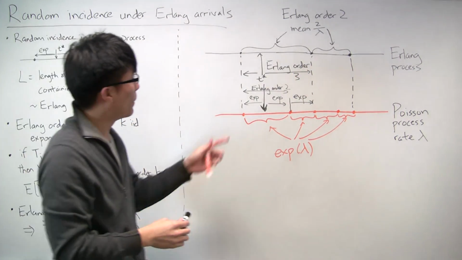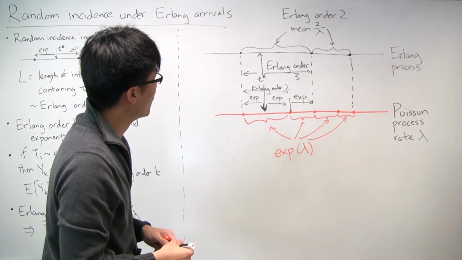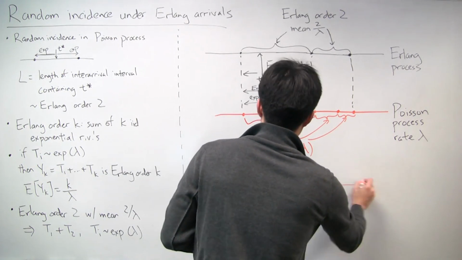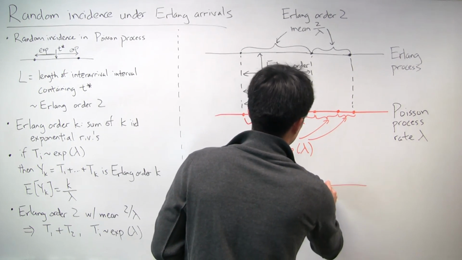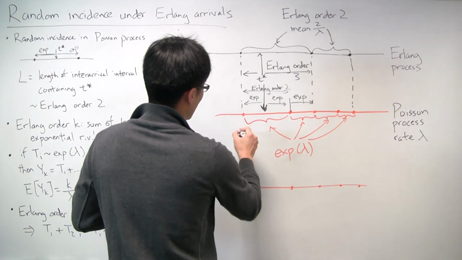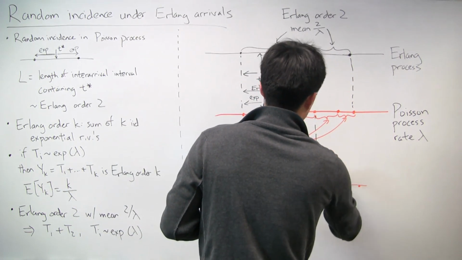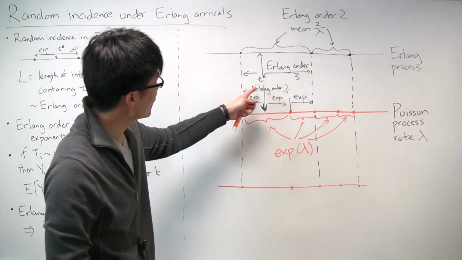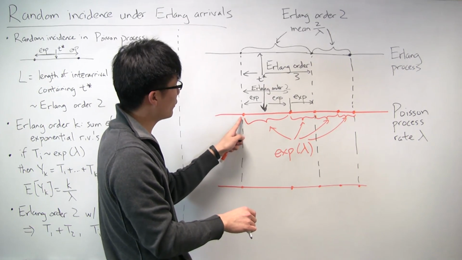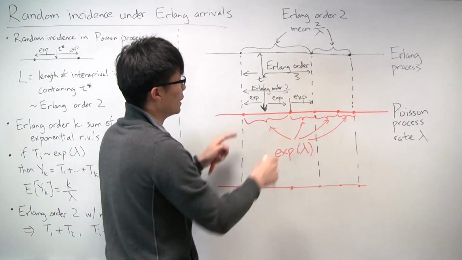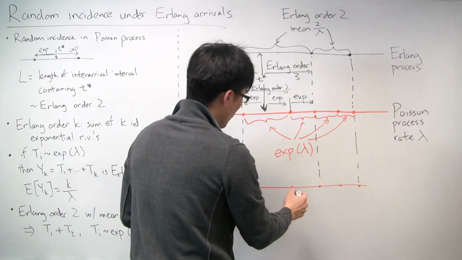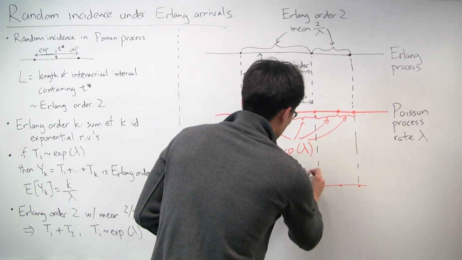Now, this is one possible scenario for how this might occur. Another scenario is actually that t star is somewhere else. So let's draw this again. Suppose now, in this case, t star landed between an even numbered arrival in the Poisson process and an odd numbered arrival. Now, it could also arrive between an odd number and an even numbered arrival. So it could be that t star is actually here.